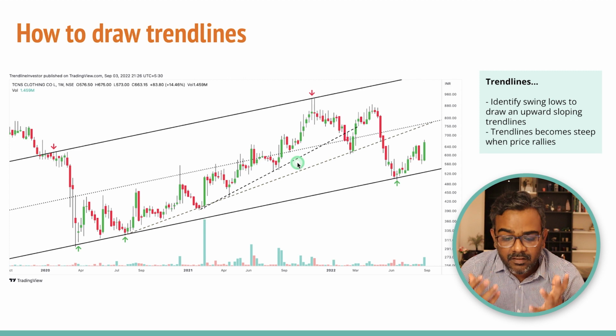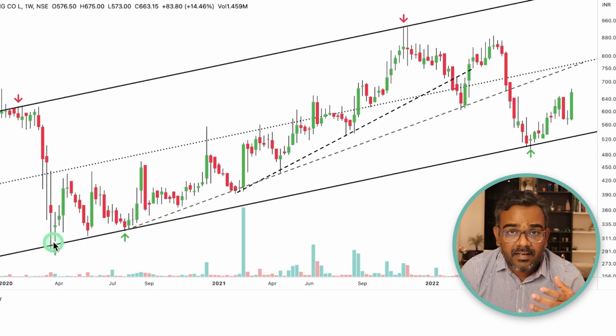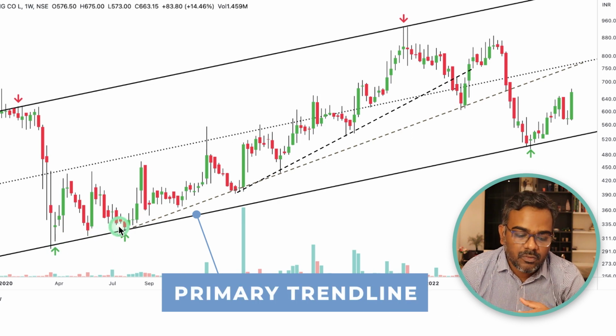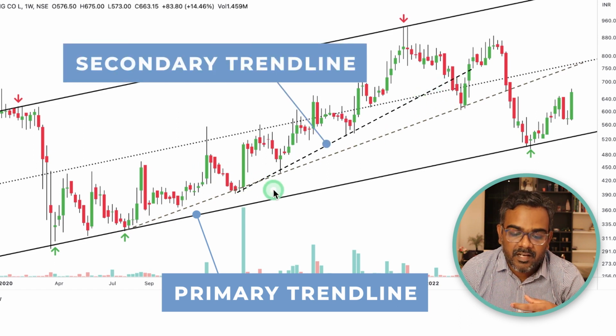Now, remember there's a primary trend line and there is a secondary trend line. Now, the primary trend line is a trend line which connects the first 2 swing lows in a chart. After that, whatever trend lines are being connected, this is a secondary trend line and this also is a secondary trend line, whereas this is the primary trend line.